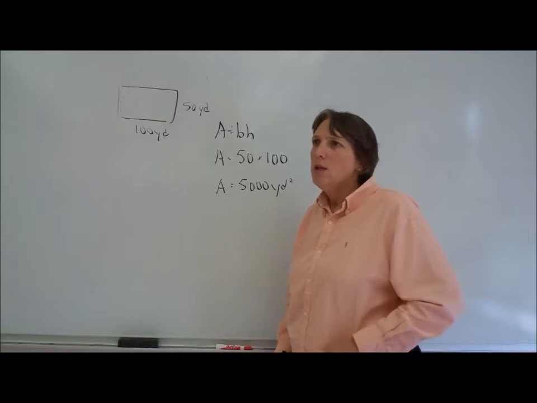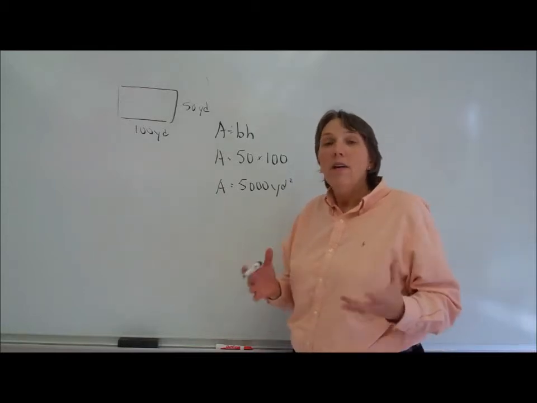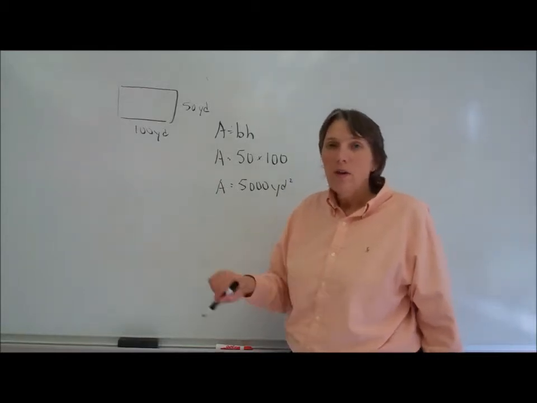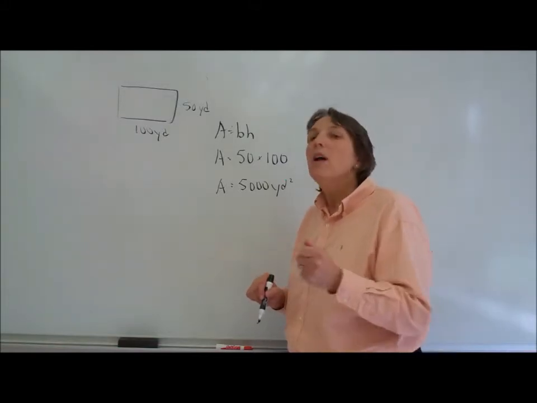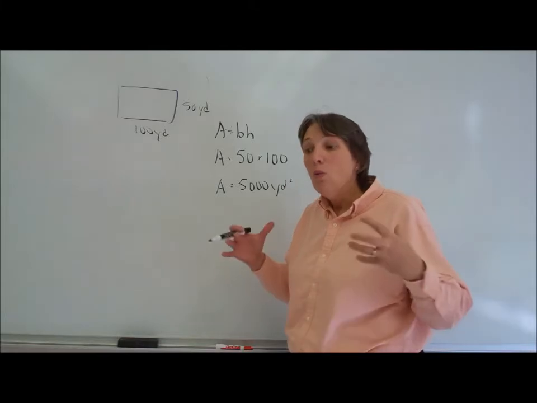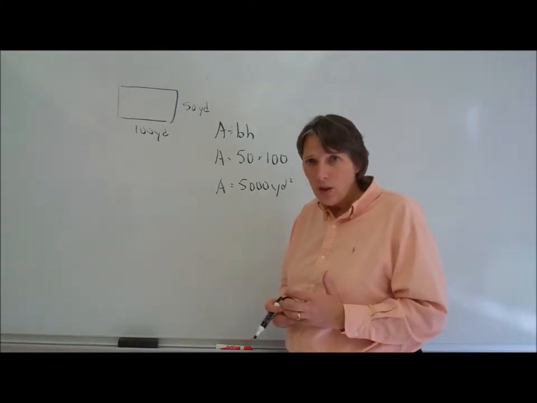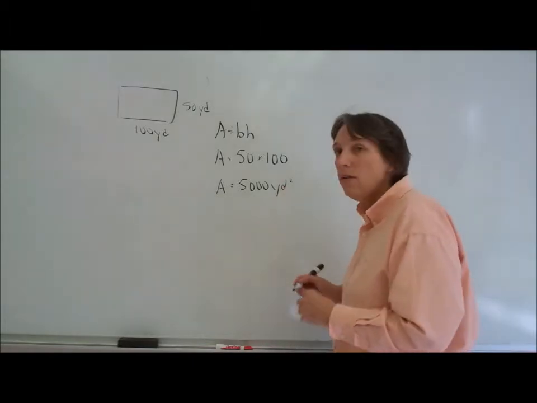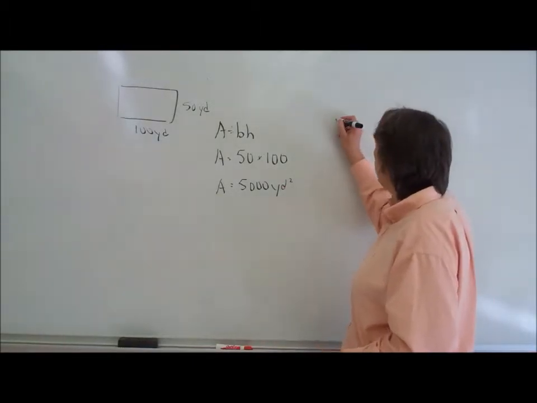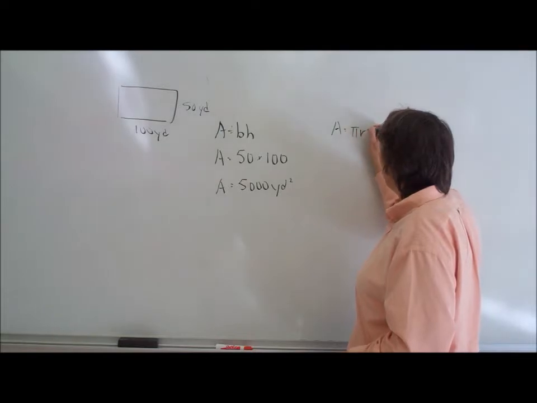The next thing I need to do is find the circular area of the backyard that's being currently watered. Yes, I could move that sprinkler around, but they want to know, while I'm watering that one section of the yard, what's not being watered. So I have to find the circular area. So I have A equals pi r squared.